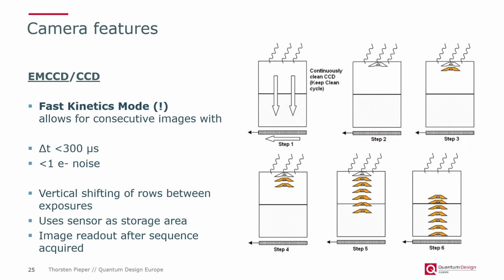For this type of absorption imaging, typically 3 images are required, but they have to follow in a very short time. So this type of camera is the only one that can achieve a time resolution of less than 300 microseconds for a full image, almost. And that is the main reason why we chose these EMCCD cameras for Bose-Einstein condensates.